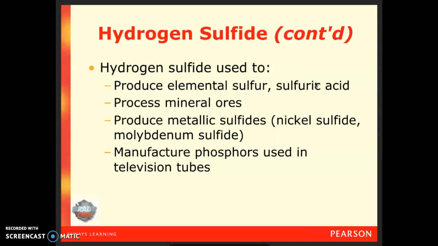And this is a little bit older of a thought, but in electronics that still have television tubes, hydrogen sulfide is used to make the phosphors that make the television tube. So if you have an old cathode ray tube TV, and there are still some out there, if your TV comes in a box, as opposed to a flat screen, there are phosphors in those, and hydrogen sulfide was used to make those phosphors.